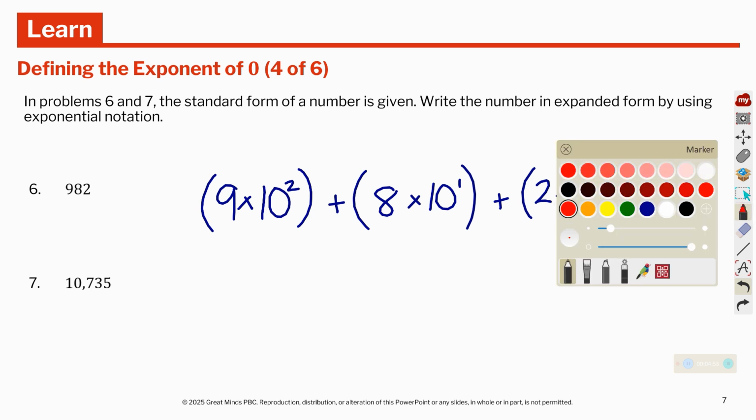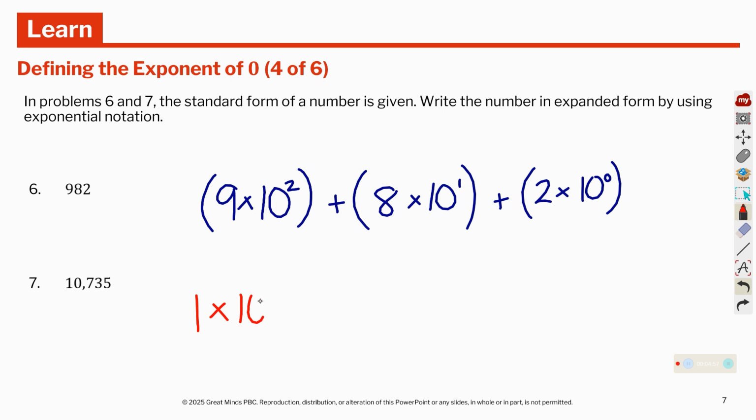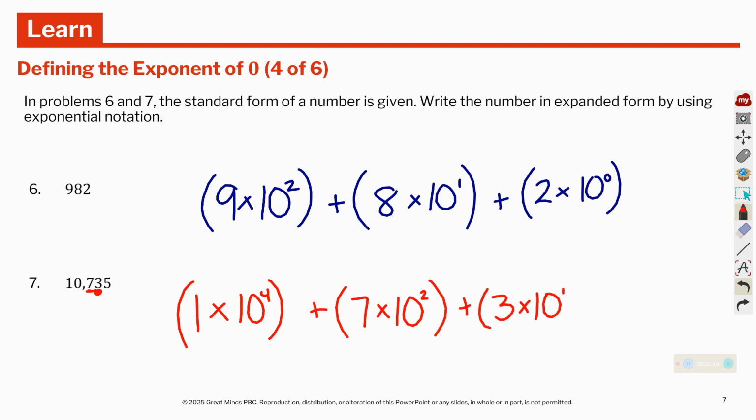This next one, 10,000, would be 10 to the 4th power, and we have a 1 in the 10,000 spot. We don't have to worry about the 0. 7 is in the hundreds place, which is 2 tens multiplied together. The 3 is in the tens place, so we need 1 10. And then the 5 is in the ones place, so we don't need any tens.